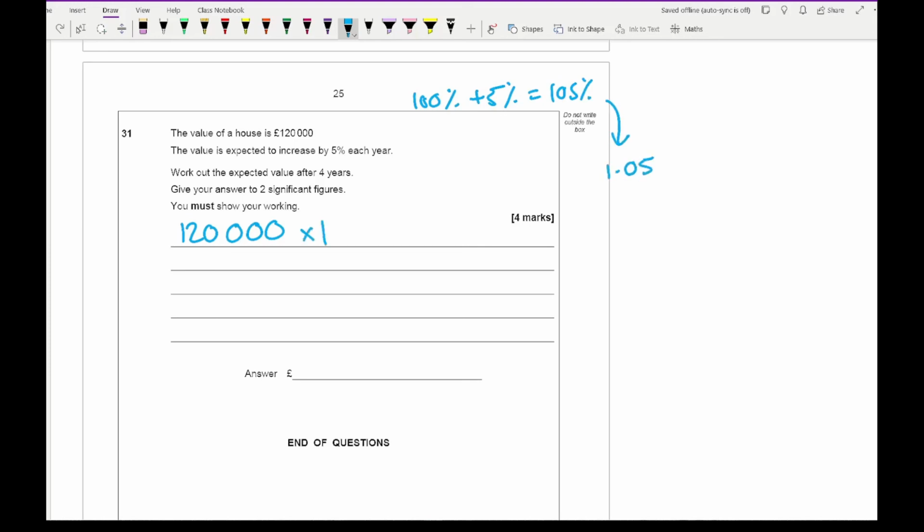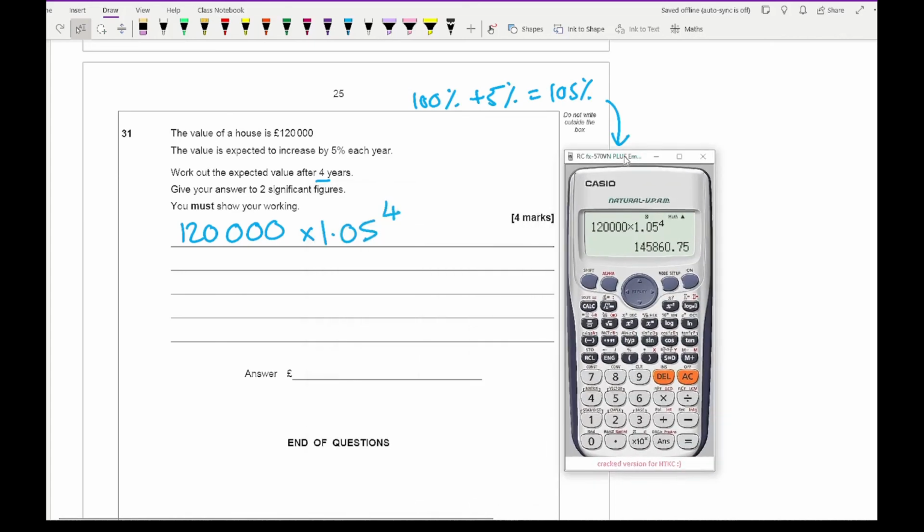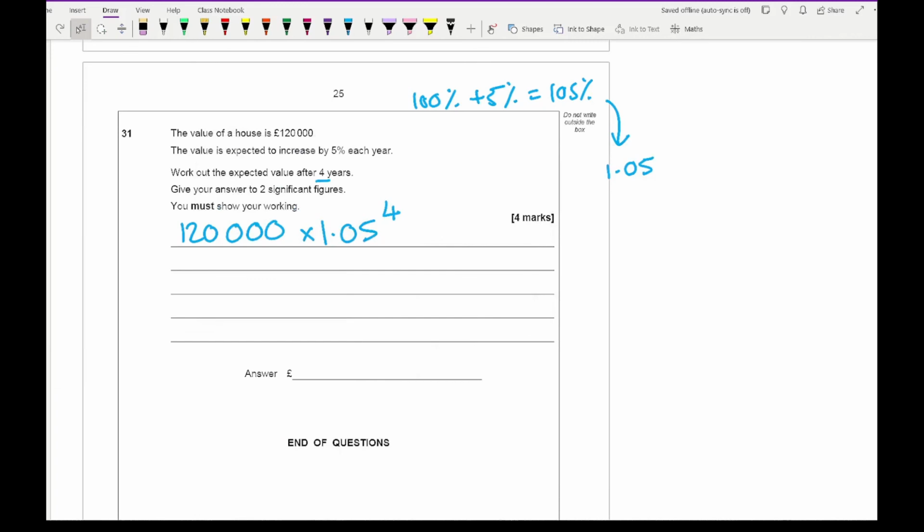So if I then multiply this by 1.05 and then raise it to the power of how many years, I get this calculation. So all I need to do is type this into my calculator. So I've got 120,000 times 1.05 to the power of 4, and I get an answer of 145,860.75. And it is important, it says to two significant figures.